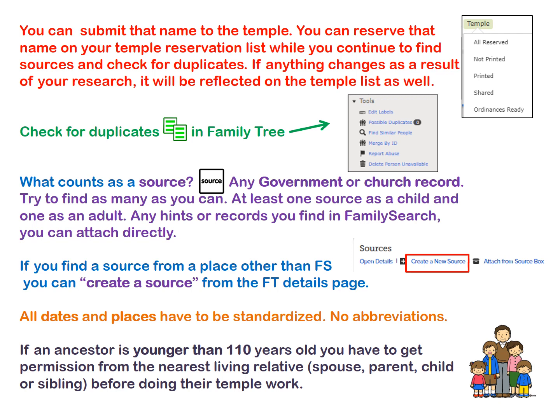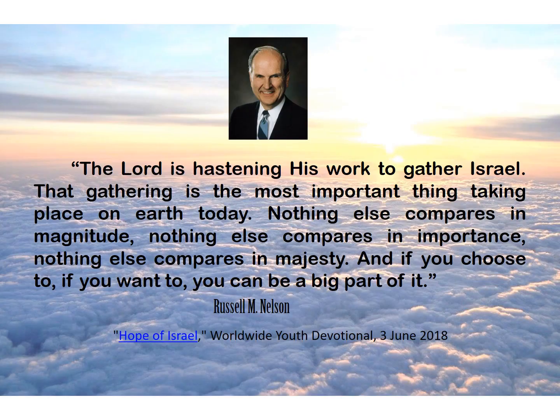If an ancestor is younger than 110 years old, you have to get permission from the nearest living relative, a spouse, parent, child, or sibling, before doing their temple work.